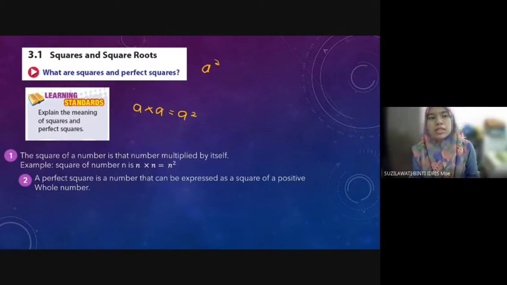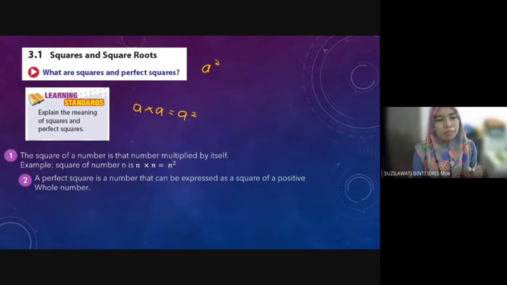So the square of a number is that number multiplied by itself. That is the definition, the meaning of square. We call that n squared, because a squared means a multiplied by a. So what is a perfect square? A perfect square is a number that can be expressed as a square of a positive whole number.